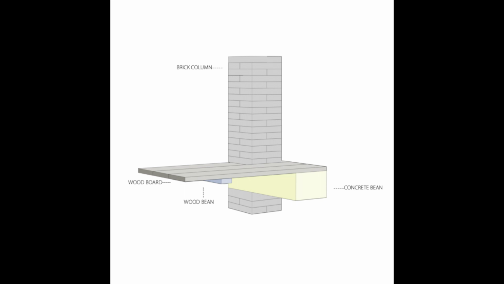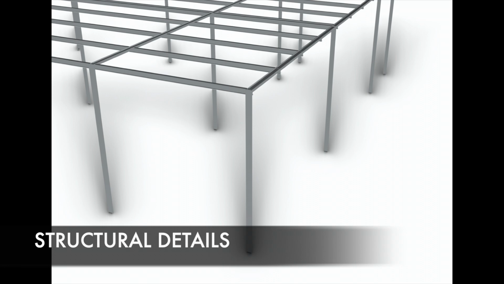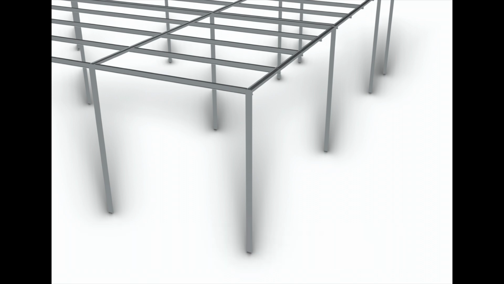From my perspective, the wood board is very cheap and very thin, so it just needs the wood beam. But the brick column is very heavy, so the designer has to use a concrete beam. In this diagram, I show the detail of my new part. I used steel structure instead of the traditional structure.